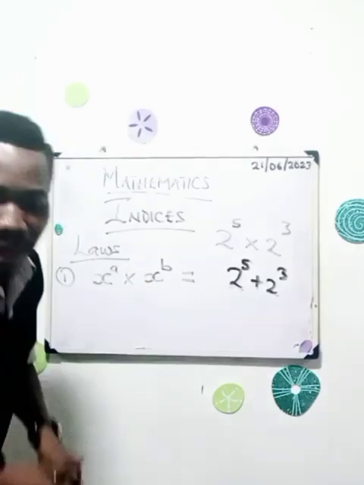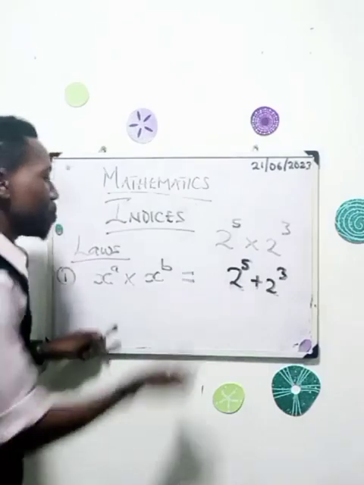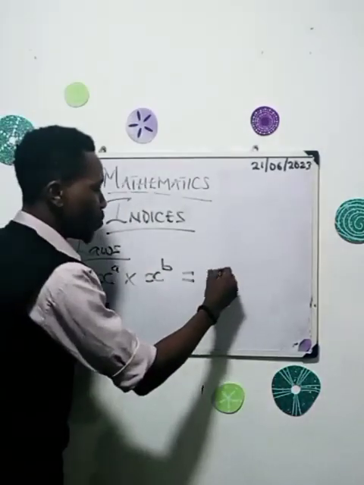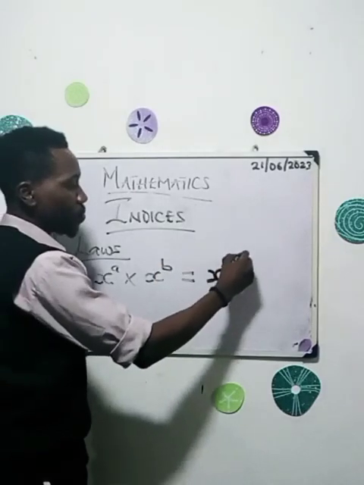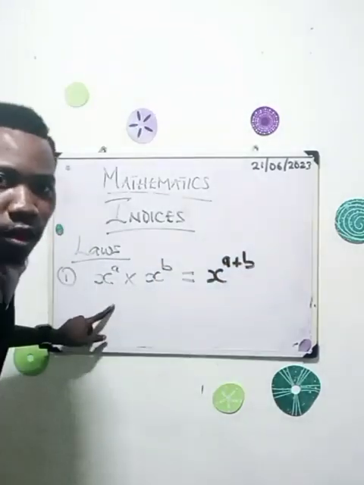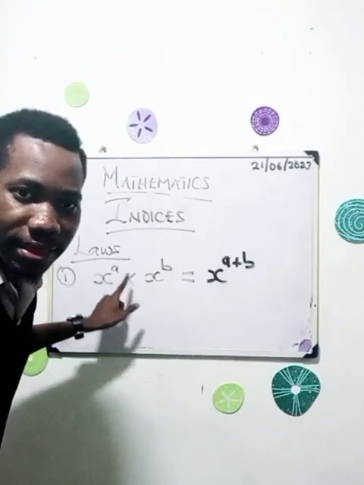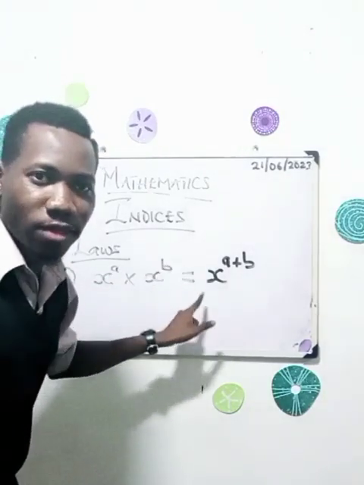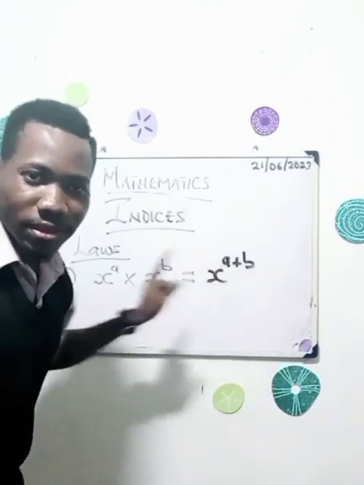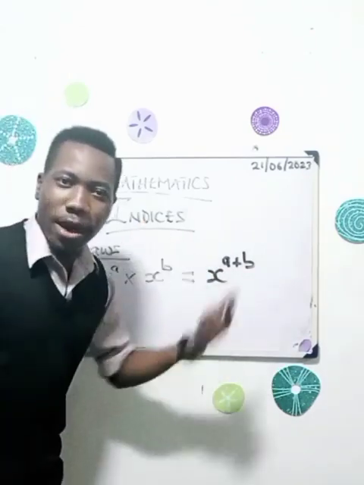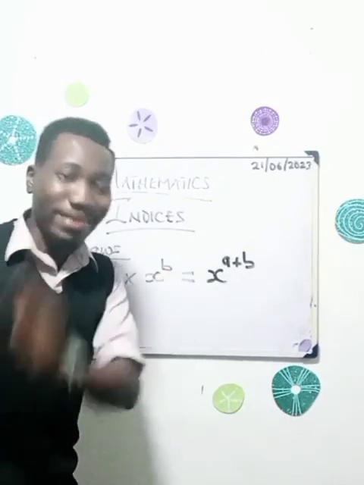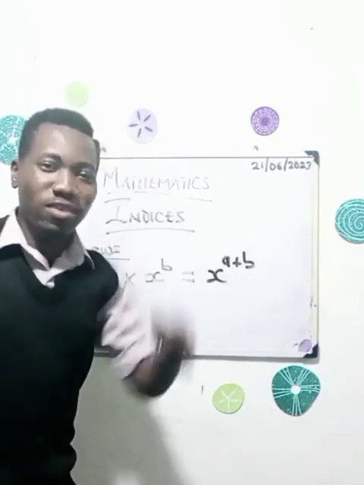So x raised to power a times x raised to power b will give us what? Will give us x raised to power a plus b. That's the rule. So 3 raised to power 5 times 3 raised to power 2 will give us 3 raised to power 5 plus 2, which is 7.